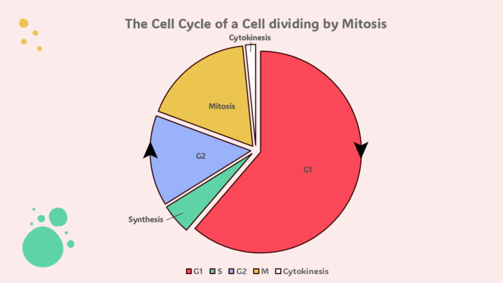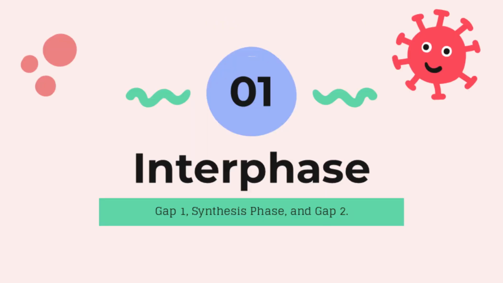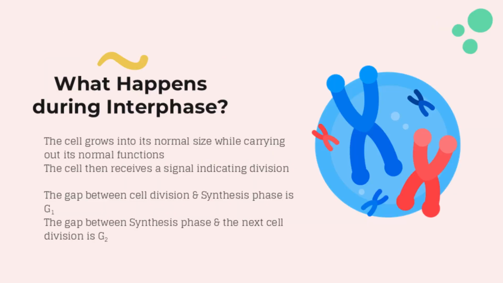Here is a graph showing the cell cycle of a cell dividing by mitosis. As you can see, the large proportion of the cell's life is in gap 1. Interphase. What happens during interphase? The cell grows to its normal size following its previous division while carrying out its normal function. The cell then receives a signal indicating that it should divide. The gap between cell division and synthesis phase is gap 1. The gap between synthesis phase and the next cell division is gap 2.